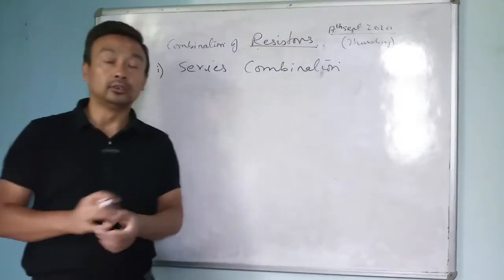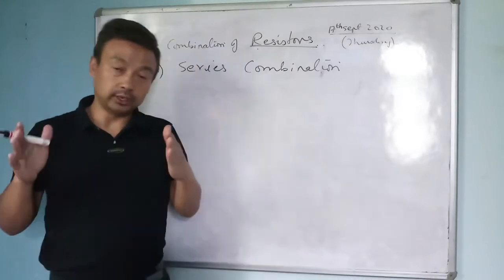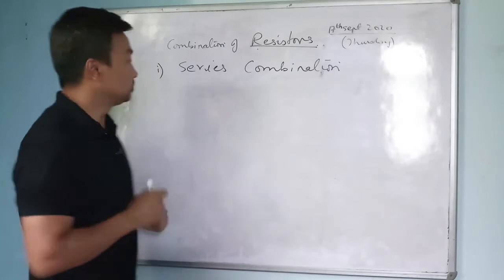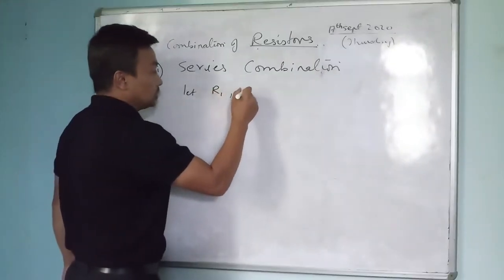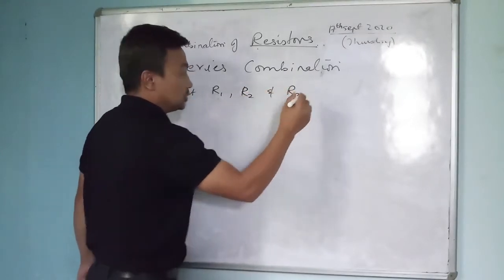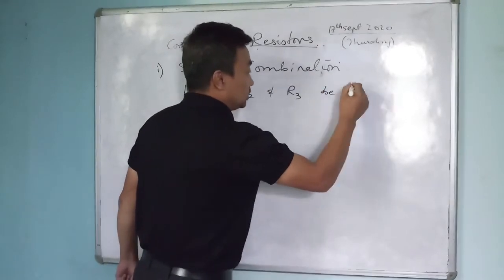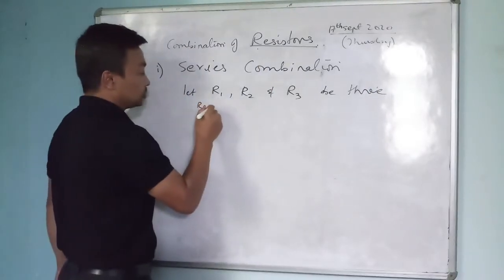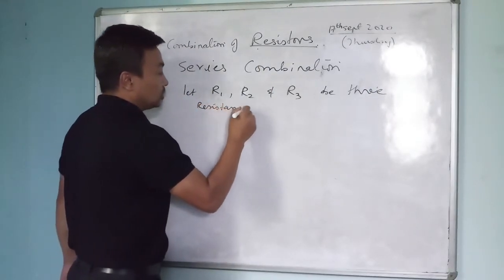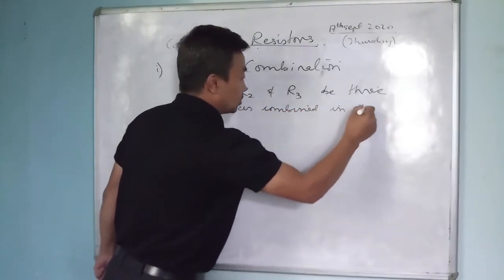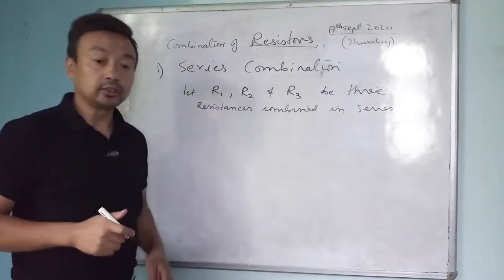It is something like the bogies of a train. You see the trains have coaches, one coach after another. So here, let R1, R2 and R3 be three resistances combined in series. It is combined in series.